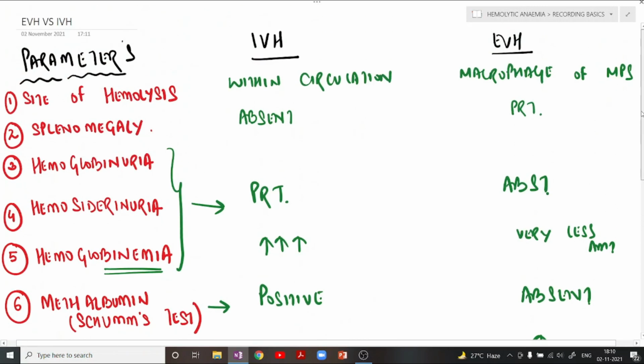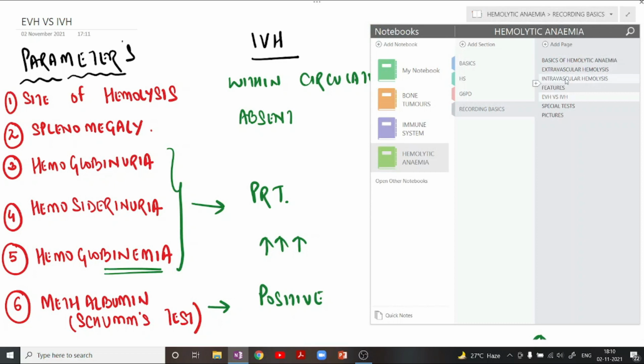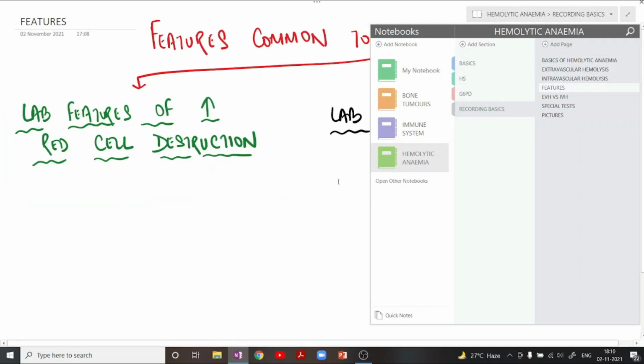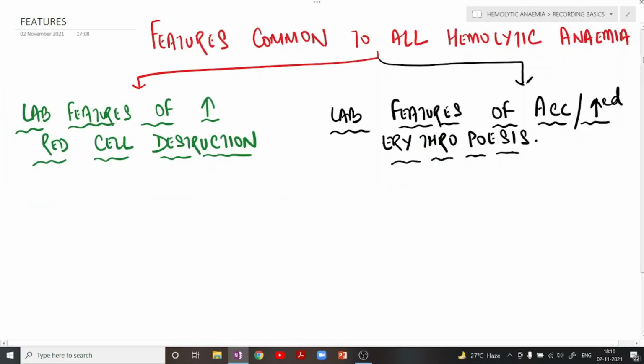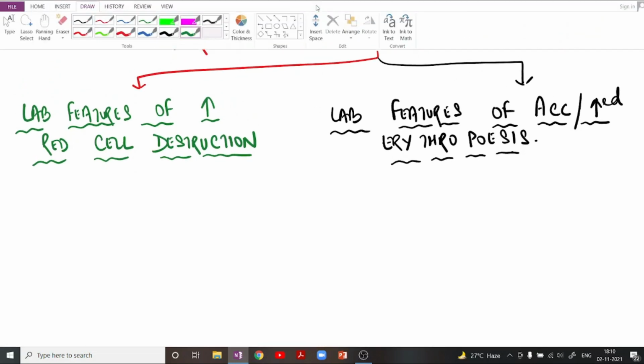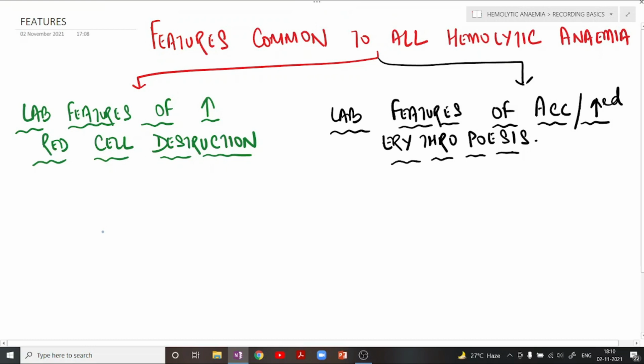Now, there are certain features which are common in all types of hemolytic anemia. So what are those features? Let us see. There are certain lab features, certain tests that we do in the laboratory, and these features are common to all types of hemolytic anemia, whether it be EVH or whether it be IVH.